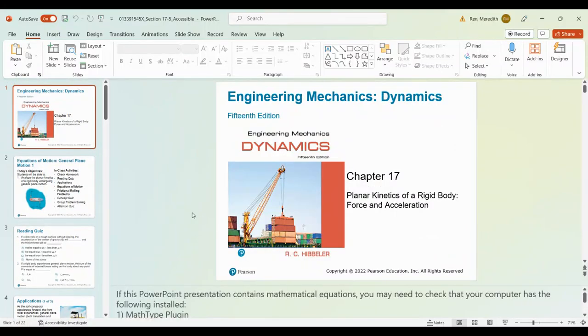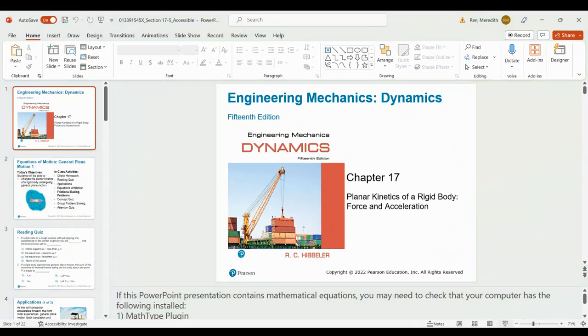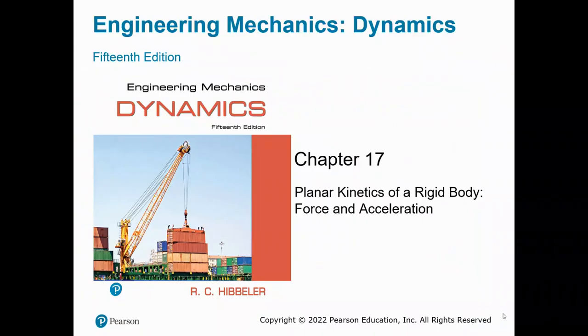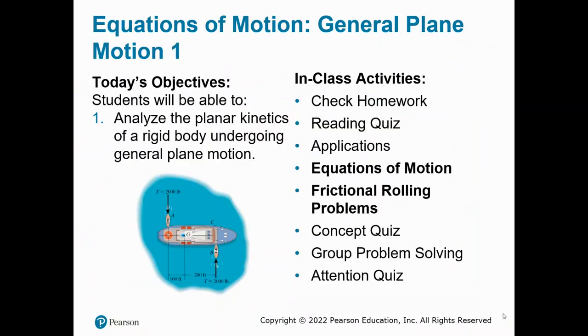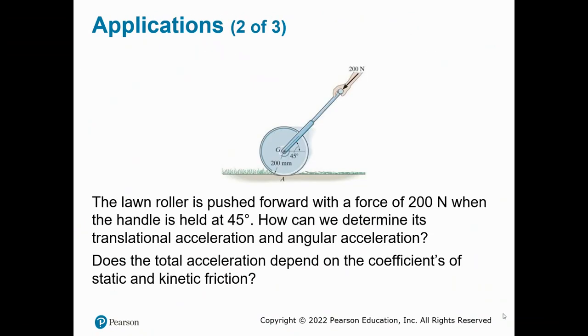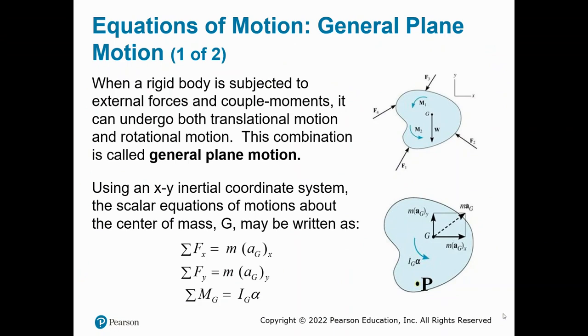Hello everyone. In this video, we are going to look at chapter 17, section 17.5. In addition to the previous video and section, where we talked about rotating objects, this one we're going to add frictional rolling problems. We know that a lot of times the rigid body is in general plane motion, which is a combination of translational motion and rotational motion.